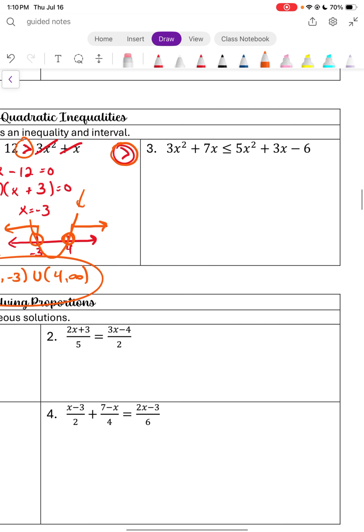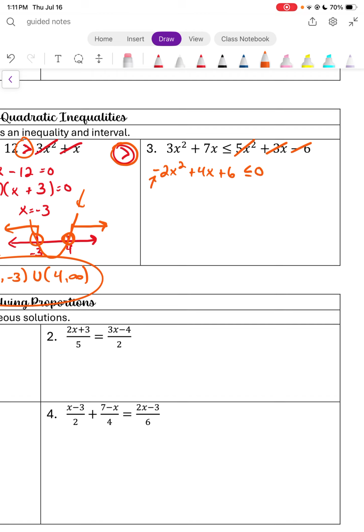And the last one, again, we're moving everything to the left side. 5x squared, I'm going to subtract, and it gives me -2x squared. 3x, I'm going to subtract, it gives me +4x. Plus 6, I'm going to add, it gives me +6 is less than or equal to 0.